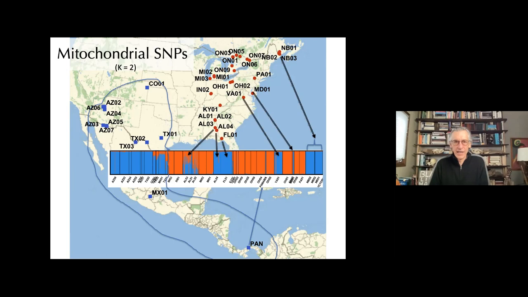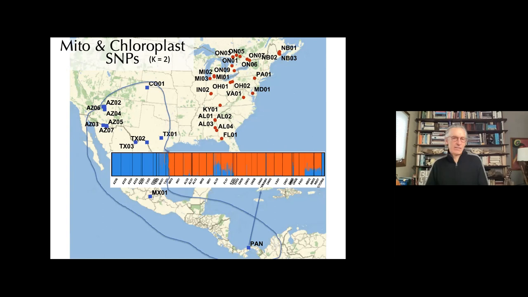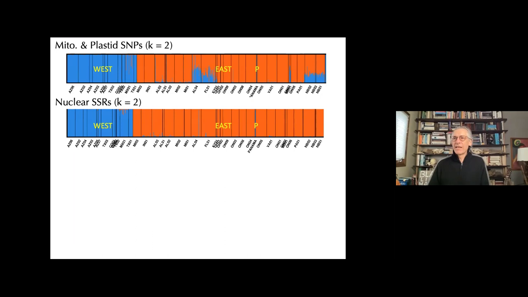If we combine the two, then we get just what you would expect. We get a mixture of the two bits of information. Okay, so let's look at SSR. So here's our mitochondrial and plastid cluster diagram at the top. And if we look at nuclear microsatellites, then we have a very clear picture. You can say that the differentiation with microsatellites is stronger than it is with the organellar genes. So that's for K equals 2.